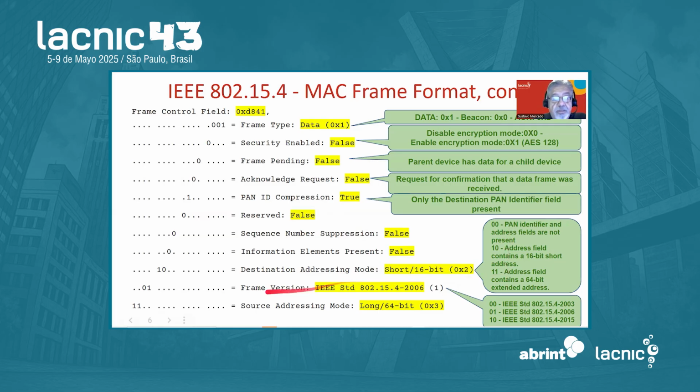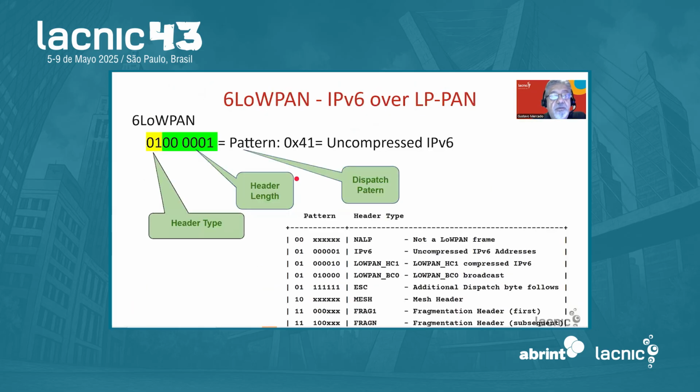But there are other 3 possibilities. And the source addressing mode, it's long. It's 64 bits. It's 03 here. And finally, the frame version here is IEEE standard. This field details a standard that was used to build this frame, because they may vary from one standard to the other. In this case, we have 2006, but there's also 2003 and 2015 versions.